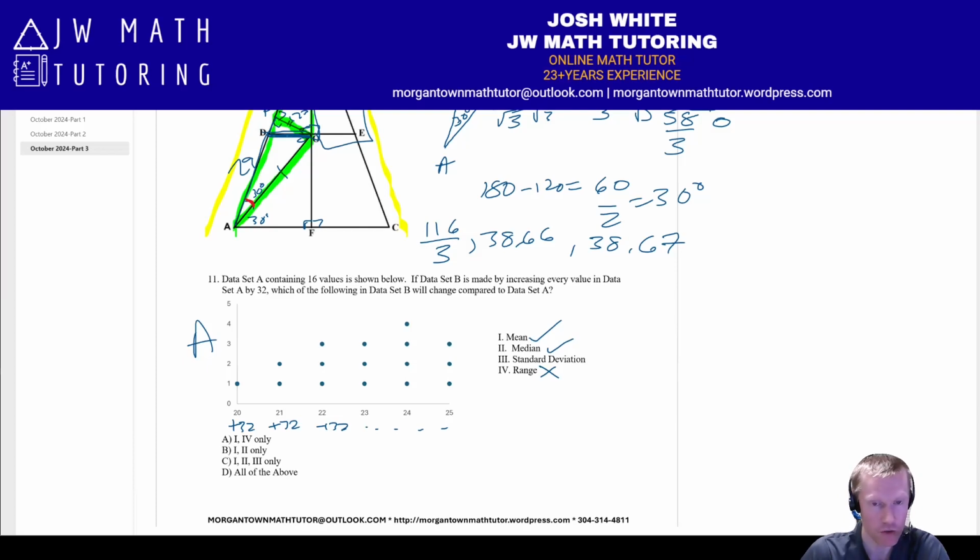And the standard deviation is also not going to change, because the standard deviation is like, how are the values split up with respect to the mean? So when you increase everything by 32, it's going to be the exact same pattern. It's just that the numbers here are now going to be 52 and 53 and 54 and 55 and 56 and 57. But the way that it's distributed relative to the mean, which is essentially what standard deviation tells you, will not change. So therefore, the correct answer to this one is going to be B.